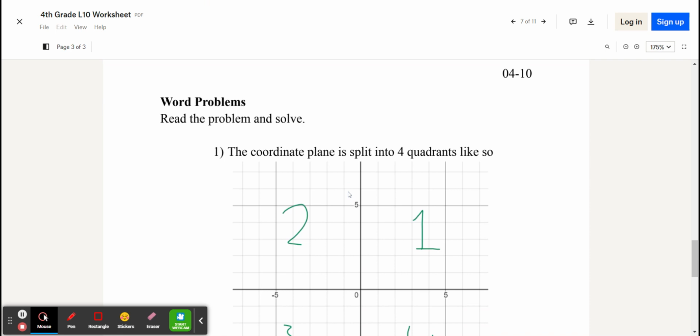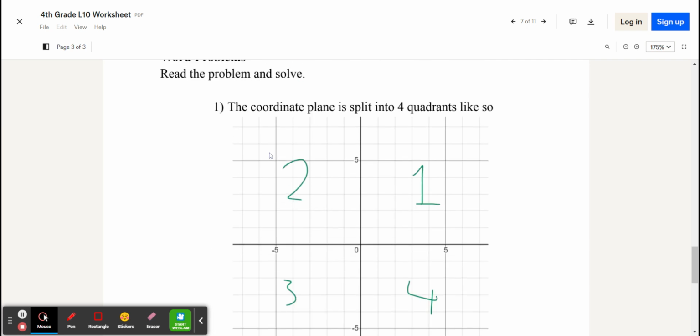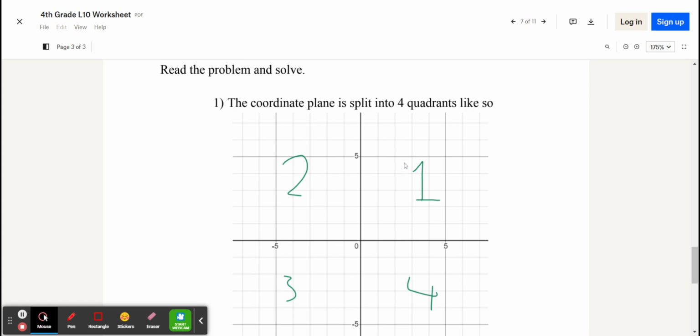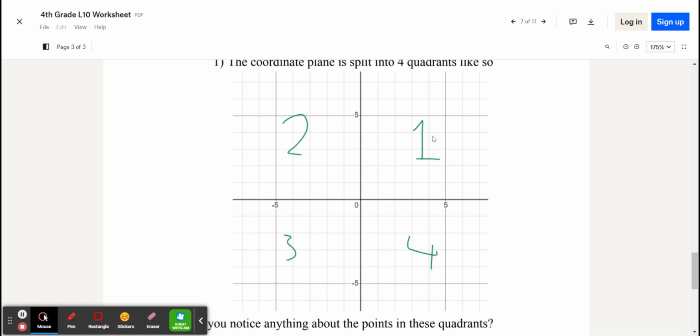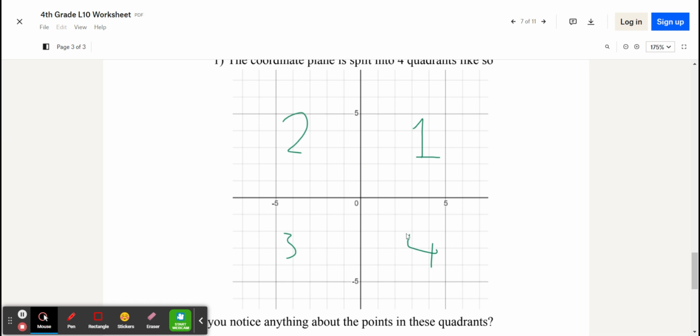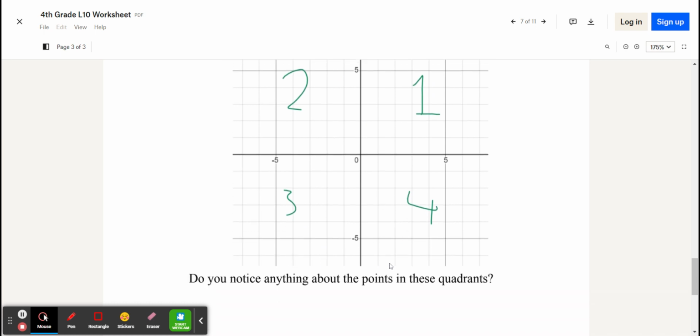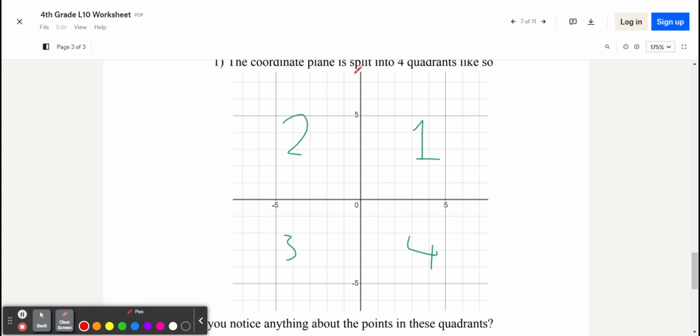And so that would be all of the ordered pairs for these coordinates. And then for our last section, we have word problems. Just one problem this time. The coordinate plane, which is what we call the xy plane, is split into 4 quadrants like this. So we have quadrant 1, quadrant 2, quadrant 3, and quadrant 4. And then do you notice anything about the points in these quadrants? Well, for starters, it's important to note that the points on the line are in no quadrant. They're not in a quadrant at all. Only the points inside the quadrant are.